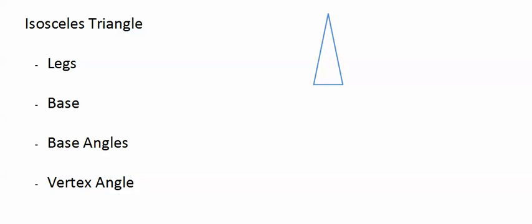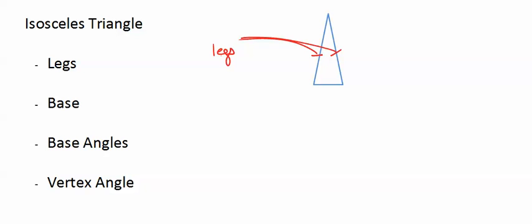The next triangle we'll talk about is an isosceles triangle. An isosceles triangle is first defined as a triangle that has at least two sides congruent. In this diagram, if we mark these two sides congruent, these would be called the legs.